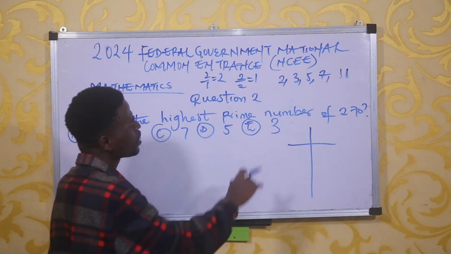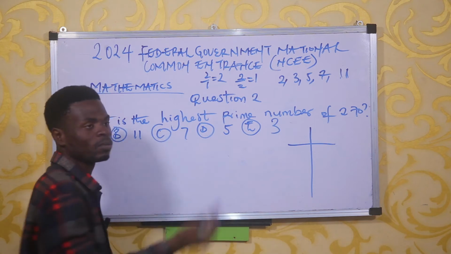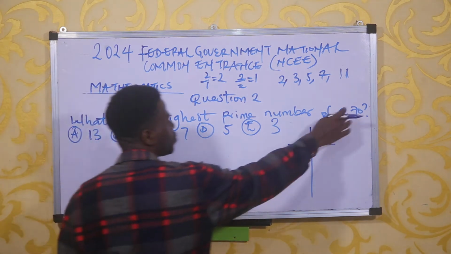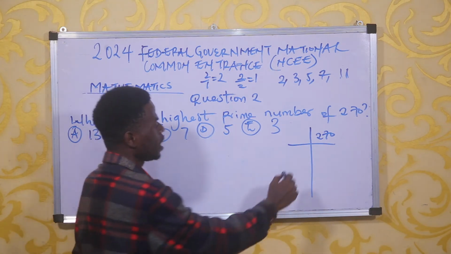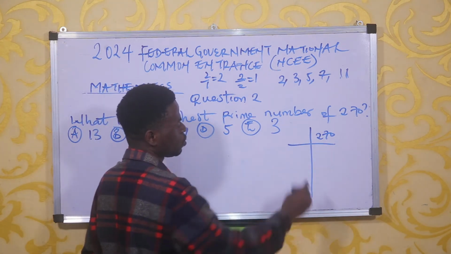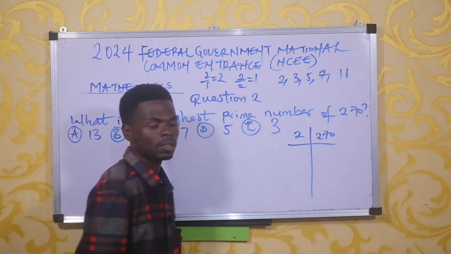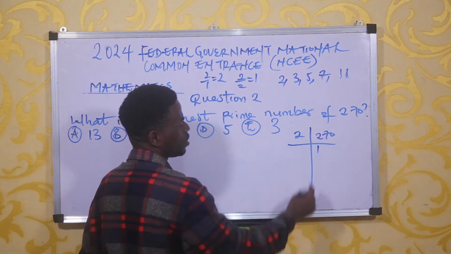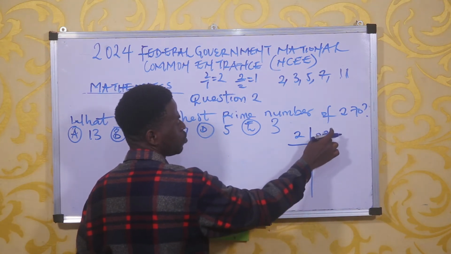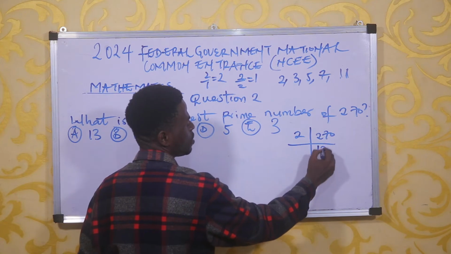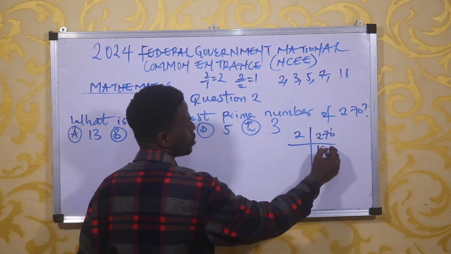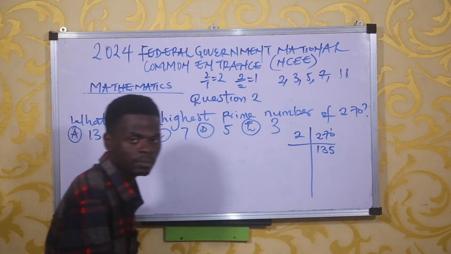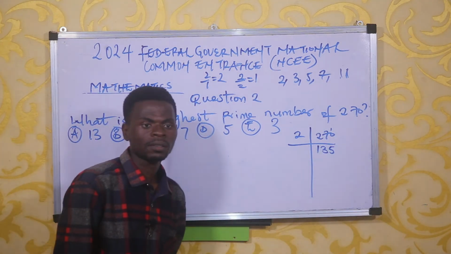So in this way, we are looking for the highest prime number from this number, which is 270. Take note of that. Now, let's start with 2, the first prime number, to divide. 2 divided by 2 gives us 1. 2 in 7 gives us 3, remainder 1. Then this becomes 10. 2 in 10 gives us 5. Take note of that.